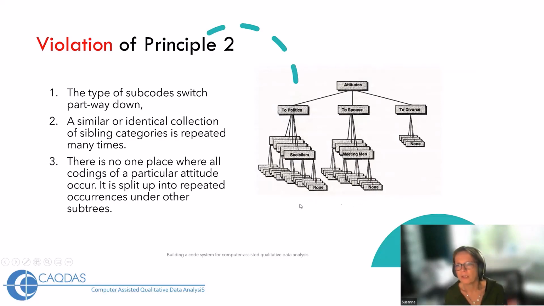So we have attitudes, but then there are also topics you can have attitudes about, and politics divided into different things as well. This is an example where the type of subcode switches partway down. Then we have a similar or identical collection of sibling categories. It's repeated many times, as I've just explained. And there's no place where all codings of a particular attitude occur. It is split up into repeated occurrences in other subtrees.